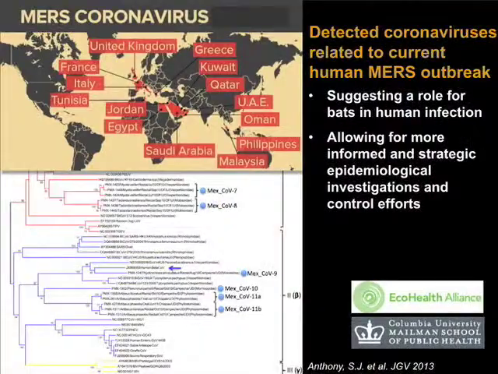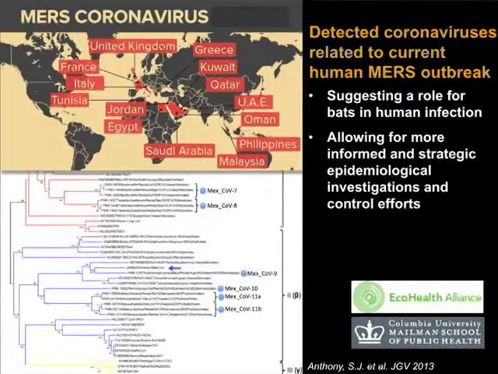Additionally, some of our other partners in the PREDICT program detected coronaviruses that were related to the current human MERS outbreak. And I'm not sure if all of you are familiar with MERS, but it's a lot like SARS. It was in the news for a while, and then the Ebola outbreak occurred, and so they haven't really reported much about it. But it started in Saudi Arabia, and it has spread to a large number of countries since, and it's still ongoing now. And the source of this outbreak is still somewhat unknown.